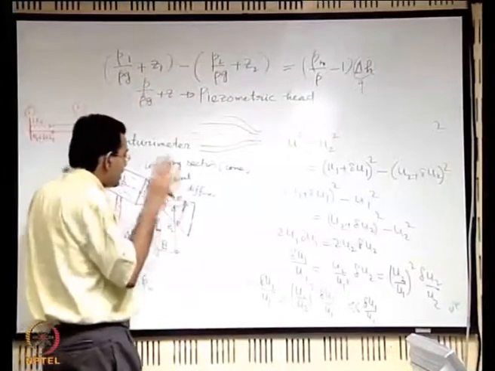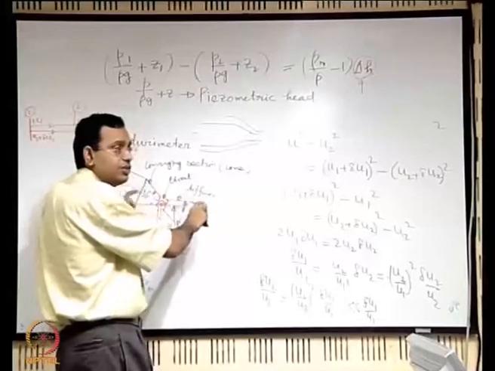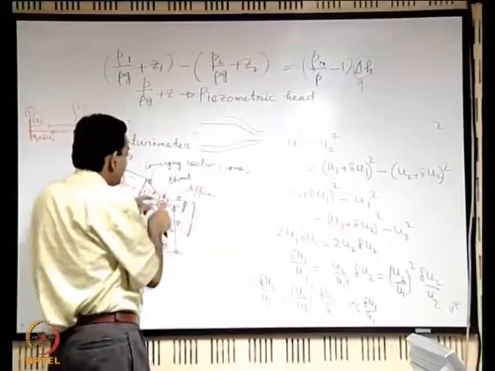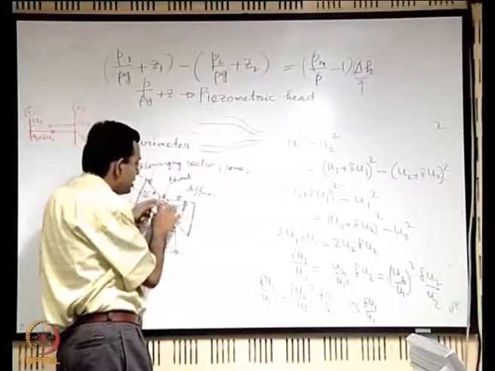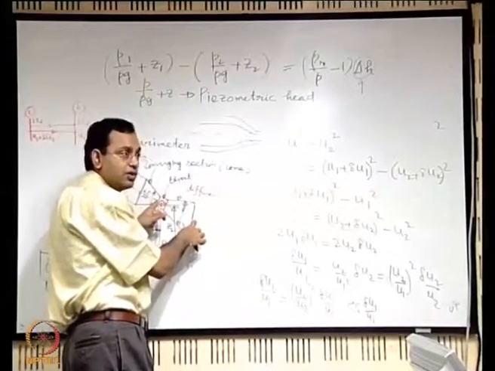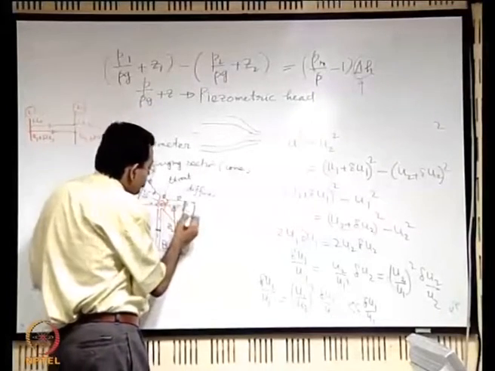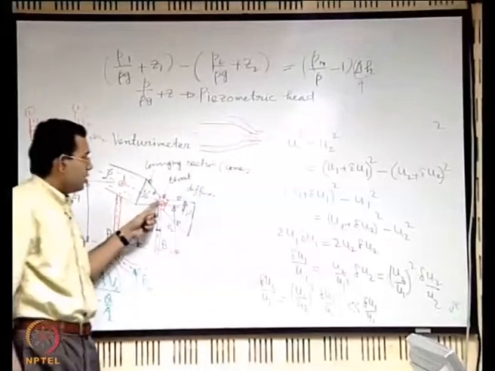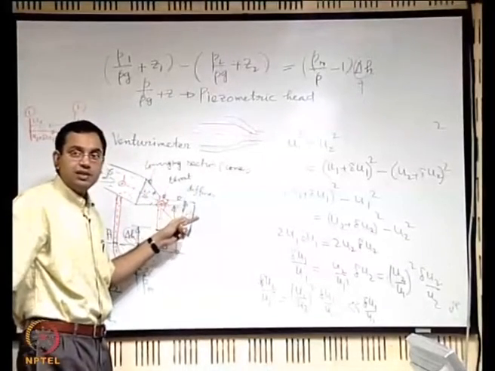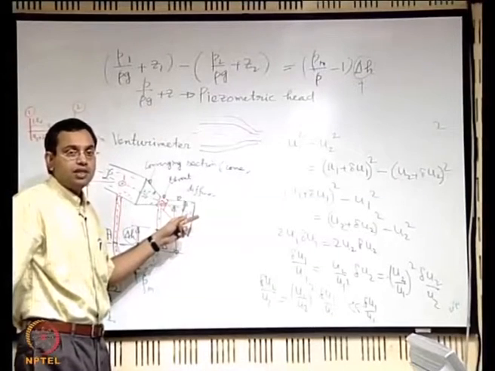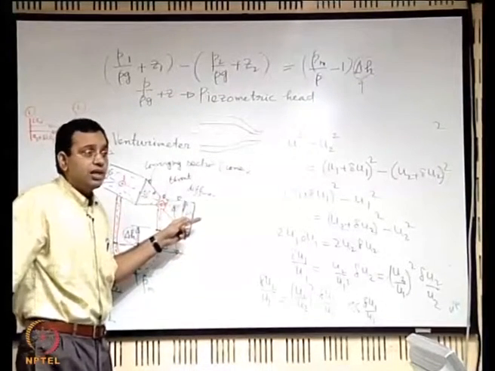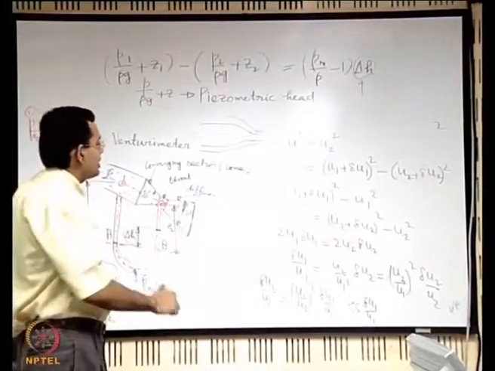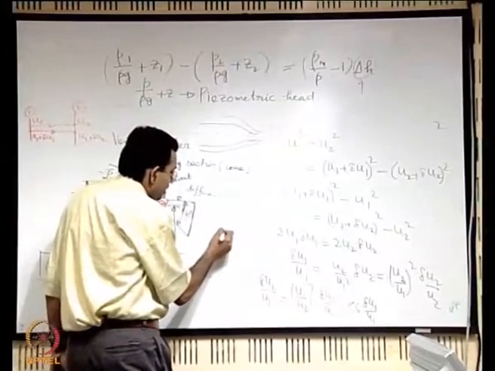So let us say that you are having a horizontal venturimeter. So if you have a horizontal venturimeter, Z1 and Z2 are the same, or maybe 2 and 3, here you consider another point 3, Z2 and Z3 are the same. So then if you go from a point 2 to a point 3, if these two are located at the same height, then what do you expect? You expect that pressure will increase or decrease? Pressure will increase.